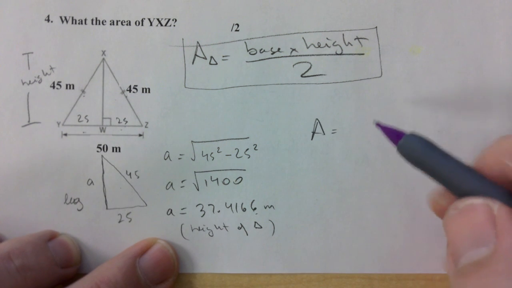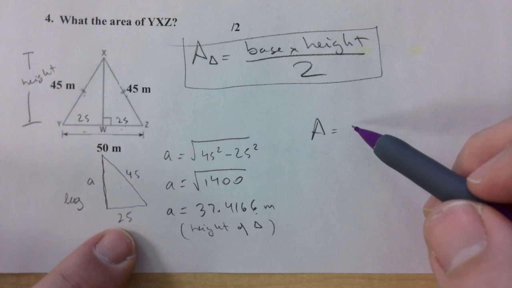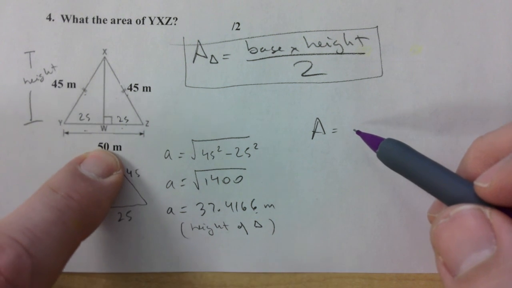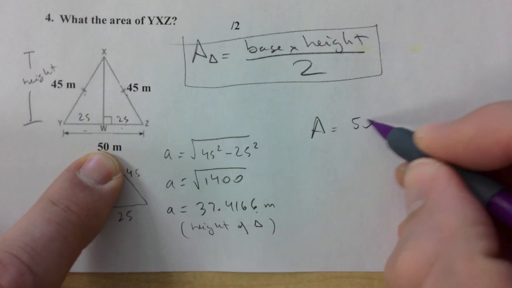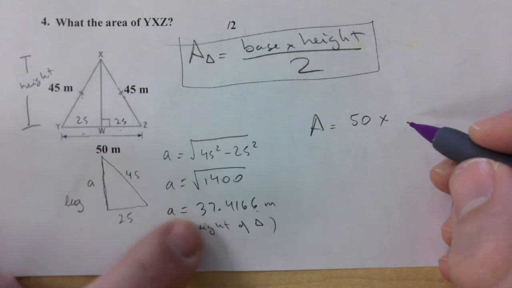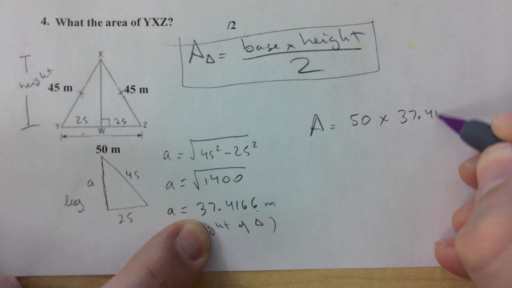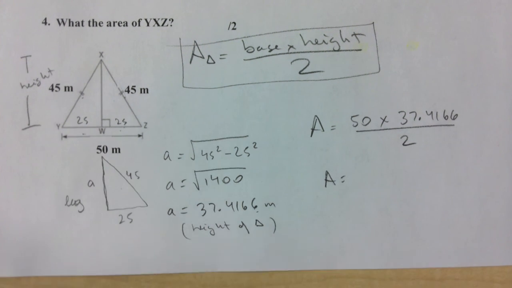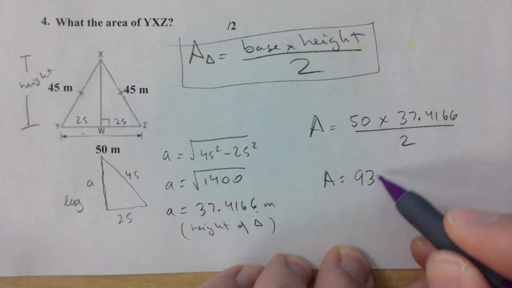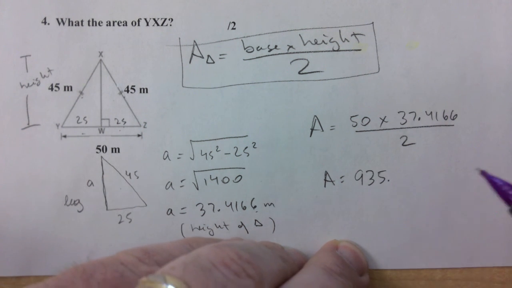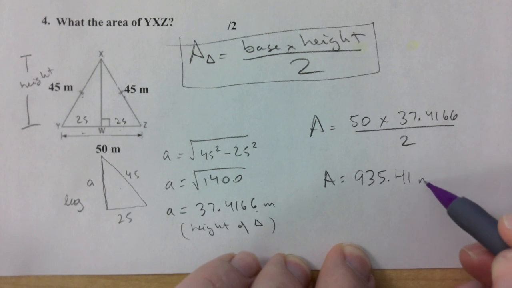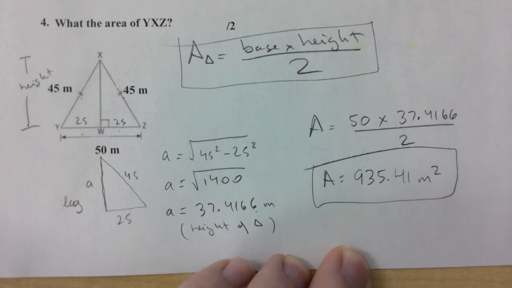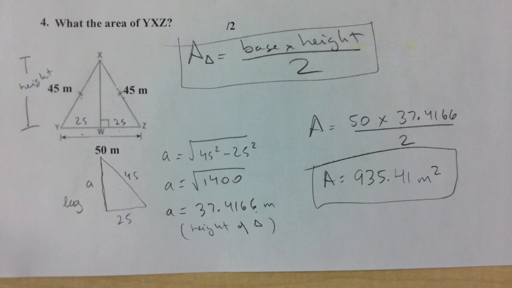So the area would be base. Watch out, folks. You got to go back to this. The base of the triangle you're working with is 50 times the height, which is 37.4166 divided by 2. And that's 935.41 square meters. Squared meters, okay?